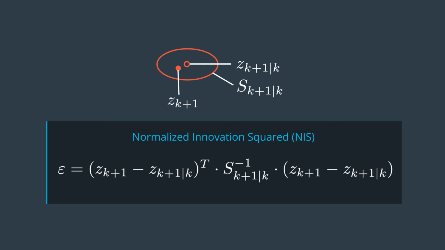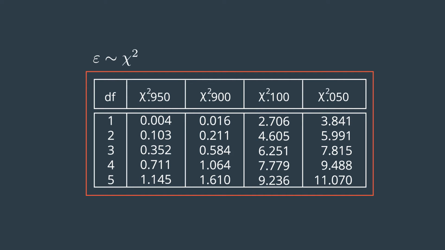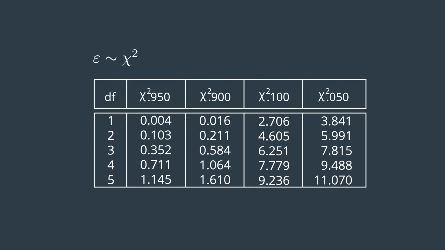For that, you need to know something about the statistics of this NIS. The NIS value follows a distribution which is called chi-squared distribution. If you Google chi-squared distribution, you will find a table like this. And this table tells you the number you should expect for your NIS. Let's find the right number for our example. df means degrees of freedom. That's the dimension of our measurement space. We have a three-dimensional radar measurement. So we have 3 degrees of freedom.